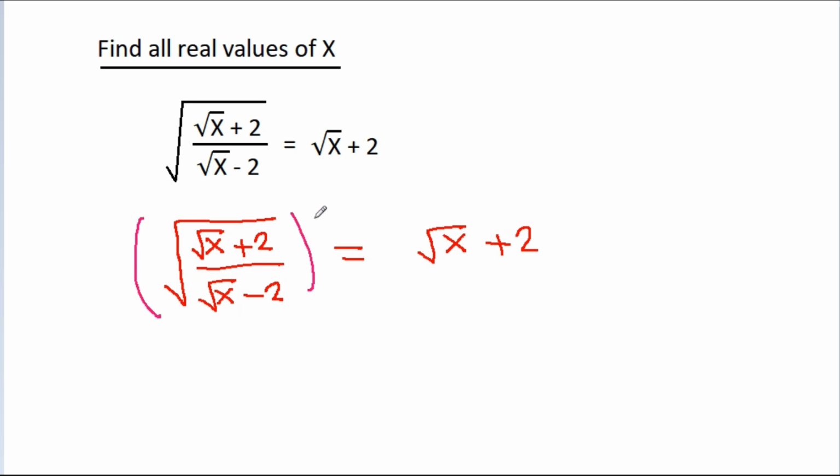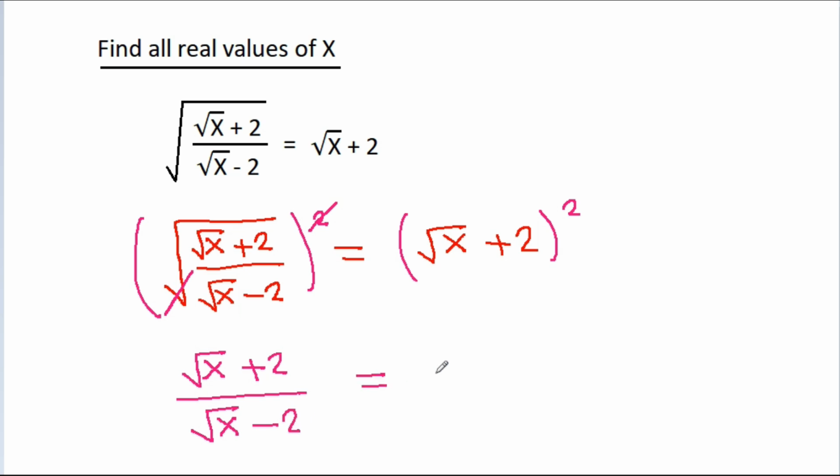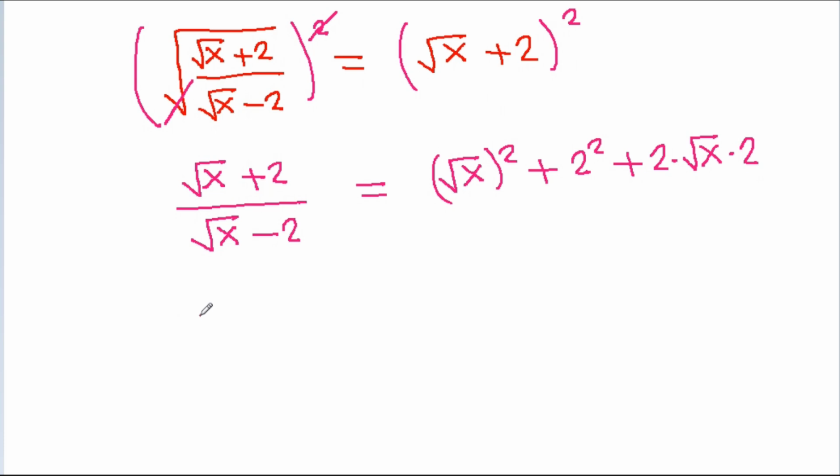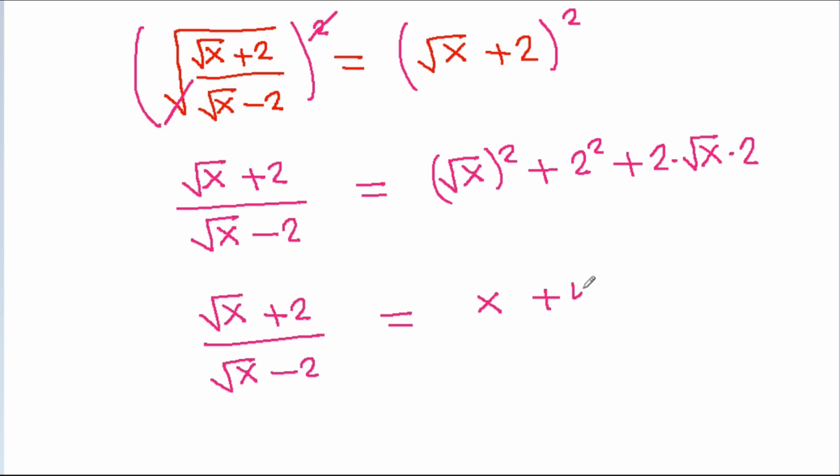And if we square both sides, then the square and the square root will get cancelled, and it will be (√x+2)/(√x−2) is equal to (√x+2) squared, which is x plus 2 squared plus 2 times √x times 2. So (√x+2)/(√x−2) is equal to x plus 4 plus 4√x.